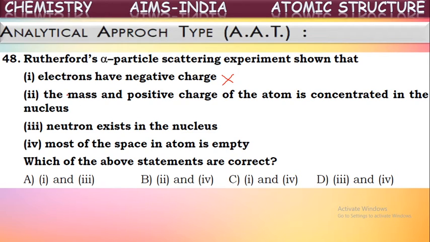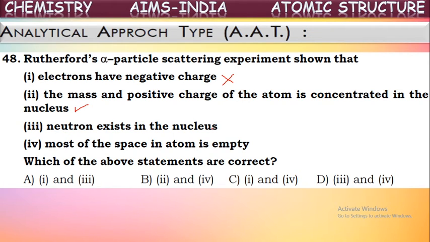Next one, the mass and positive charge of the atom is concentrated in the nucleus. Yes, it was proved in the Rutherford's scattering experiment because very few of them were deviated and most of the particles passed through the gold foil. So this is correct. Mass of the atom and positive charge of the atom is totally concentrated in the nucleus. The term nucleus was first used by Rutherford only. This is a correct statement. Third one, neutron exists in the nucleus.